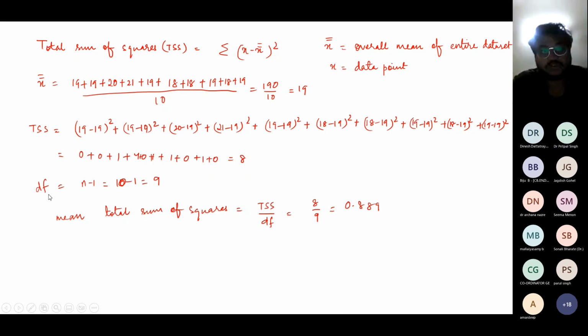The degrees of freedom for the total sum of squares is given as n minus 1, which is 10 minus 1, which is 9. And the mean total sum of squares is given as total sum of squares divided by degrees of freedom, which is 8 by 9, or 0.889.